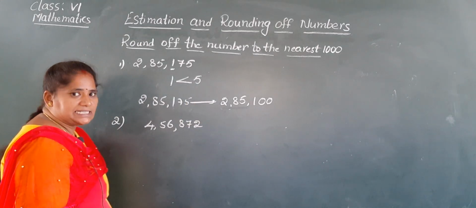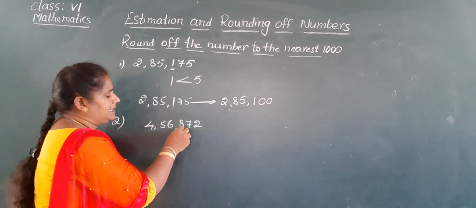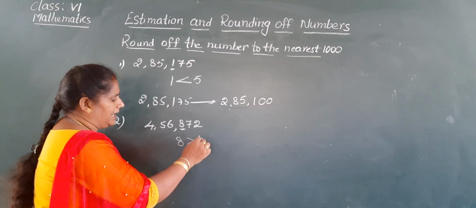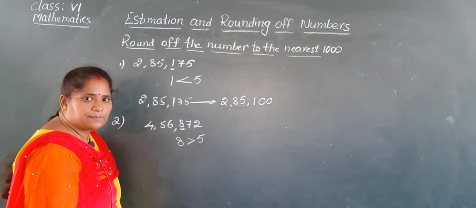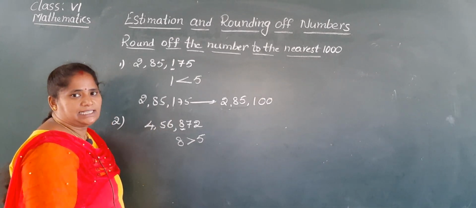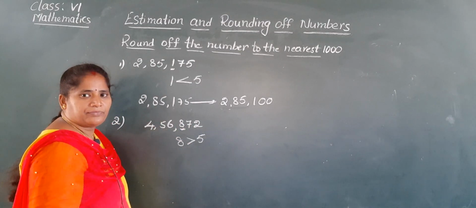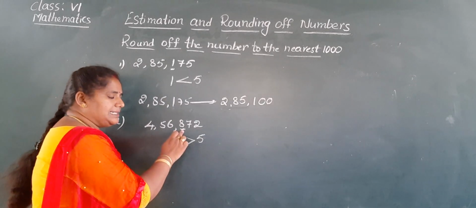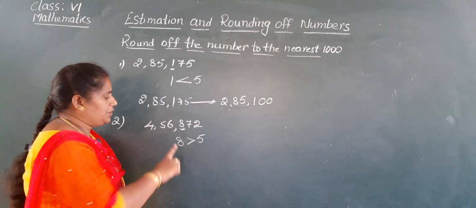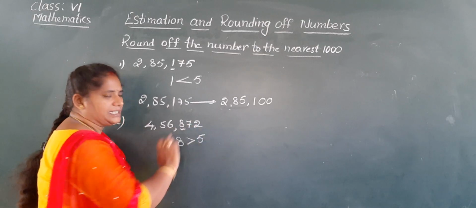To round off this number to the nearest 1000, see the hundreds digit, 8. Here 8 is greater than 5. If the digit in the hundreds place is greater than 5, then add 1 to the thousands place and put zeros in the hundreds, tens and ones places. Do you understand?